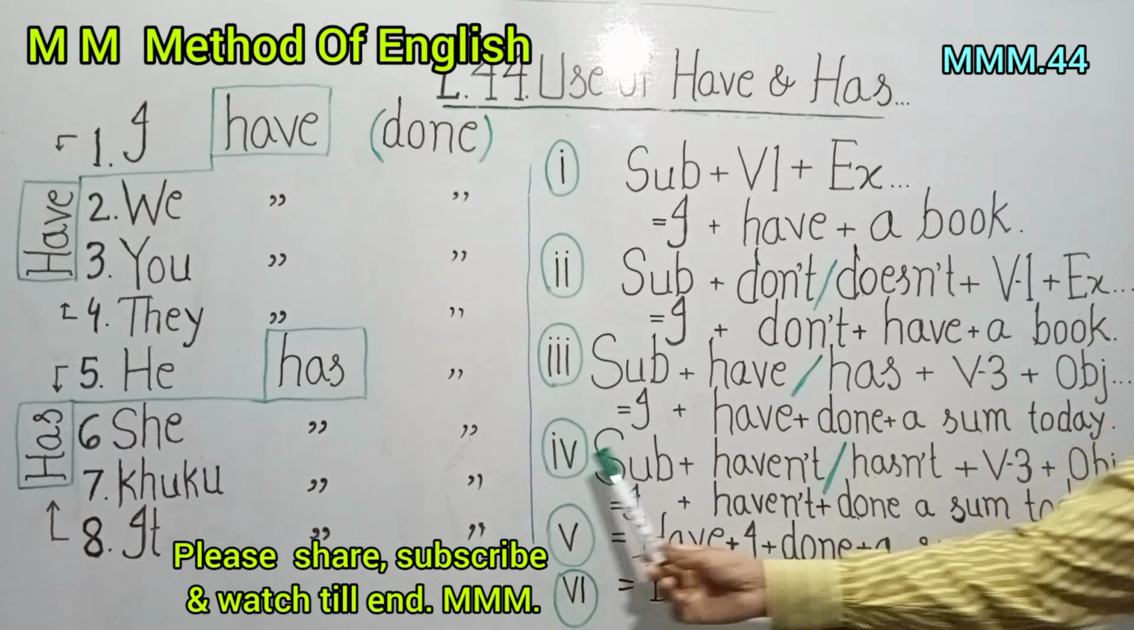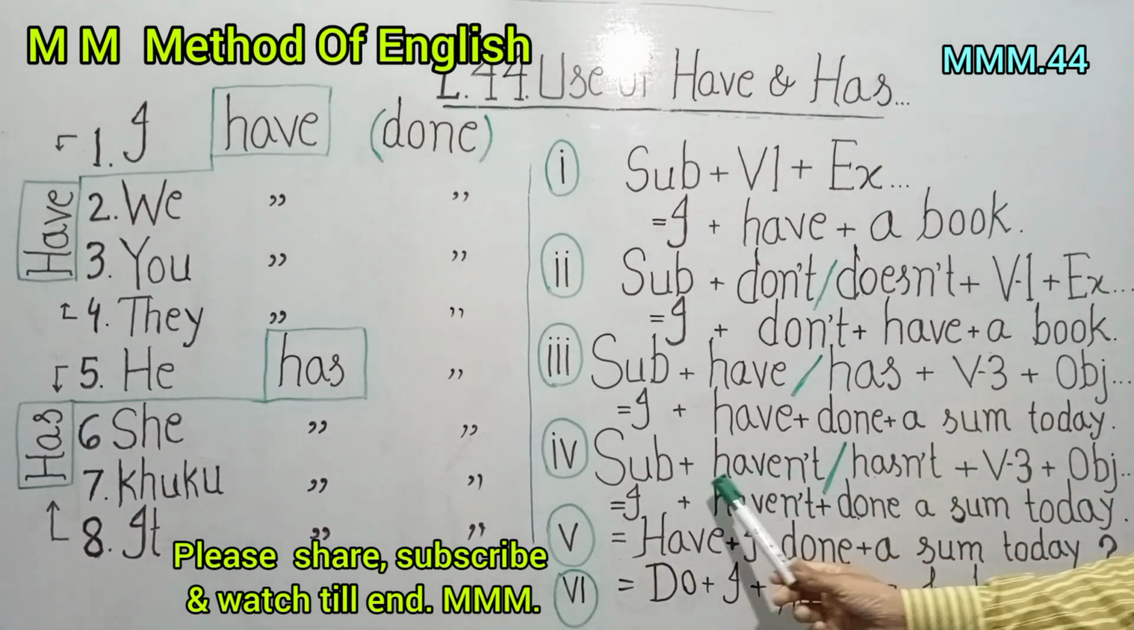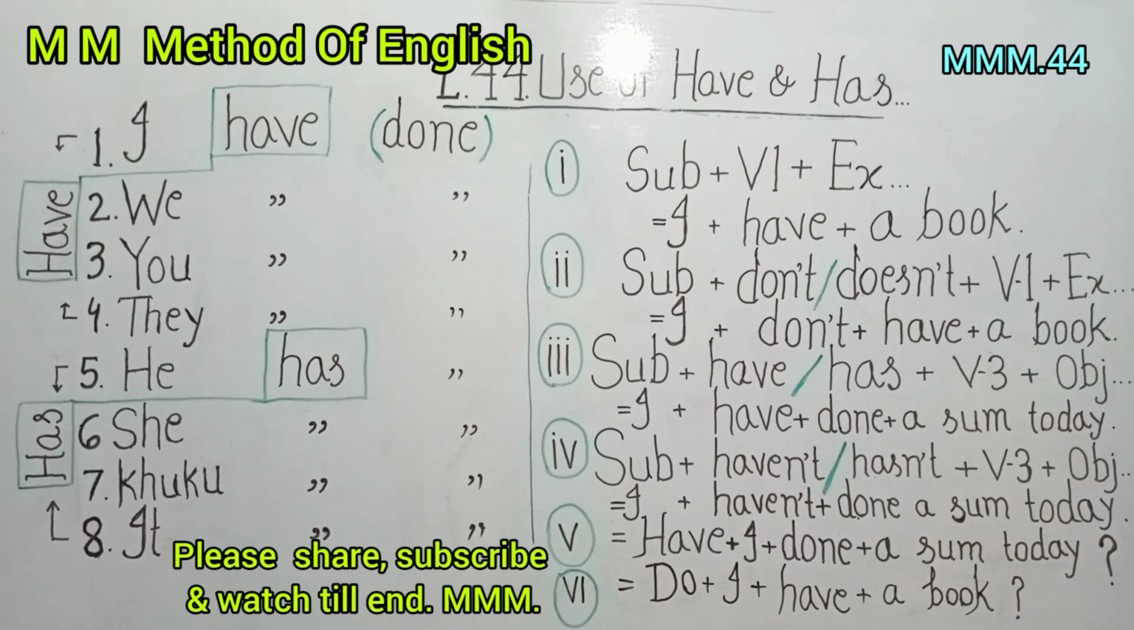Its negative structure: subject have not, contraction short form haven't, or has not, contraction short form hasn't, V3 object. For example, I haven't done a sum today. আজ আমি একটি অঙ্ক করিনি.